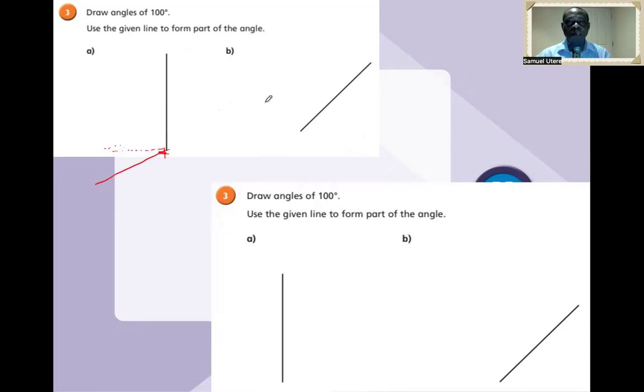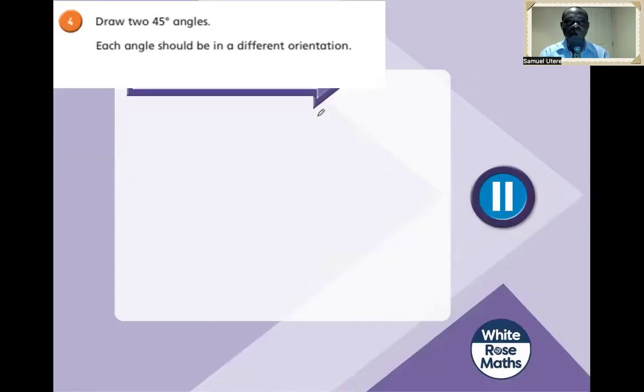Okay. Then for this one, if we position the crosshair of our protractor at this end of the line, we know that 90 degrees would look like this. So by the time we finish measuring our 100-degree angle, it should look like this, slightly bigger than 90 degrees. Okay, so check that you have done yours correctly, and then mark your work and celebrate your success. Pause the video and answer question 4 in 2 minutes.